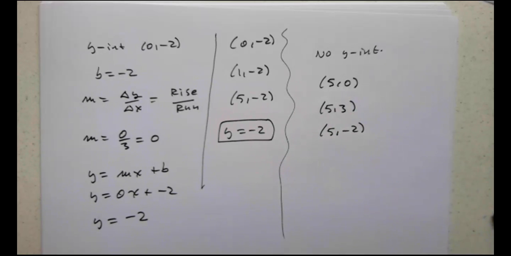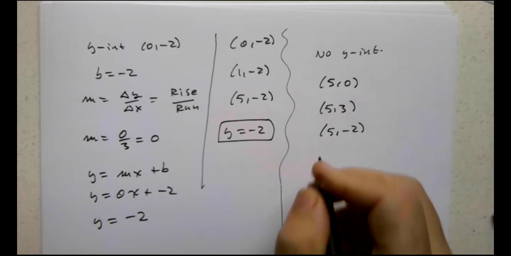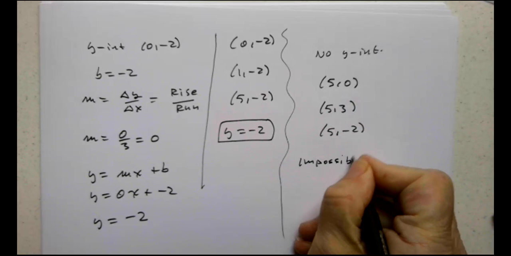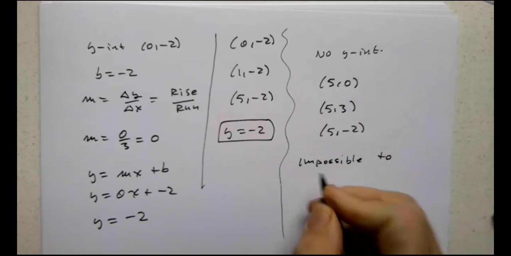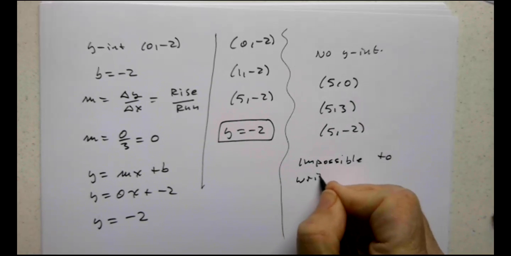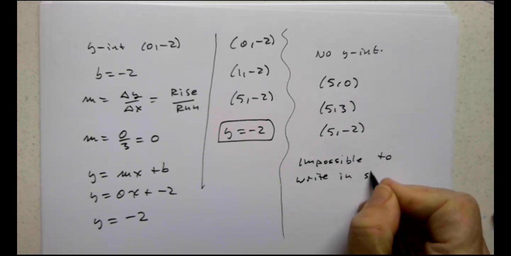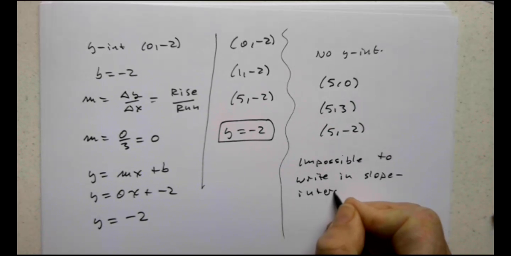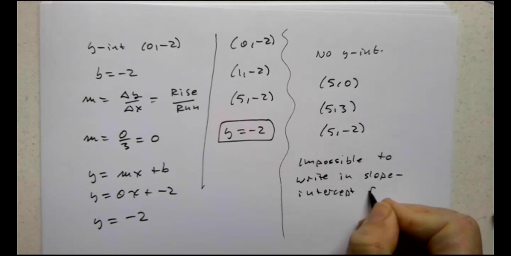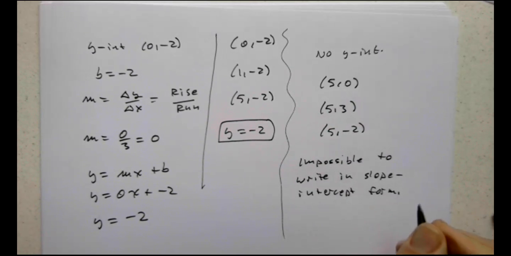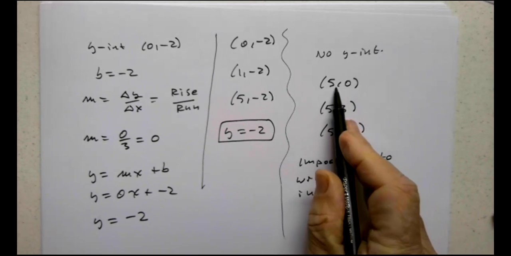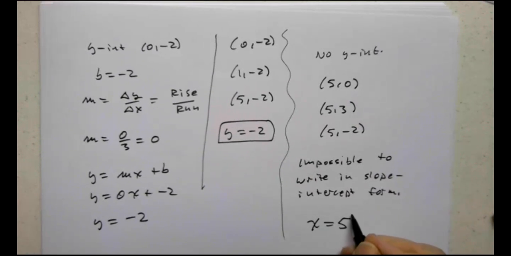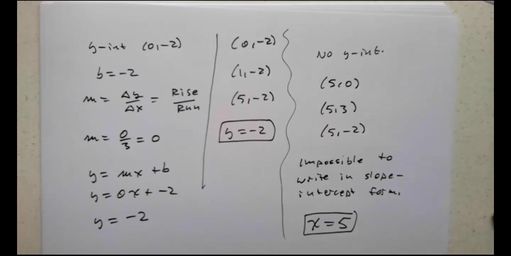Well, the goal was to put this in slope-intercept form. That's impossible. So it's impossible to put this in slope-intercept form. But what I can recognize is I can get the equation. Notice x is 5, x is 5, x is 5. That is the equation that we would have for that.